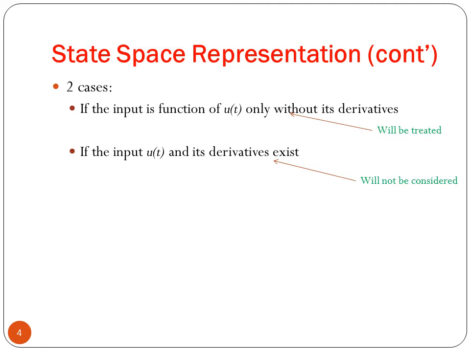And we have two different cases regarding the inputs. If we have only the value of u of t with a constant, of course, we will use one representation, which is a specific one. Whereas if we have u of t along with its derivatives, for example, 3 u of t plus 5 u prime of t plus 6 u double dot of t, we will have another generalized form. This form will not be considered along this course.